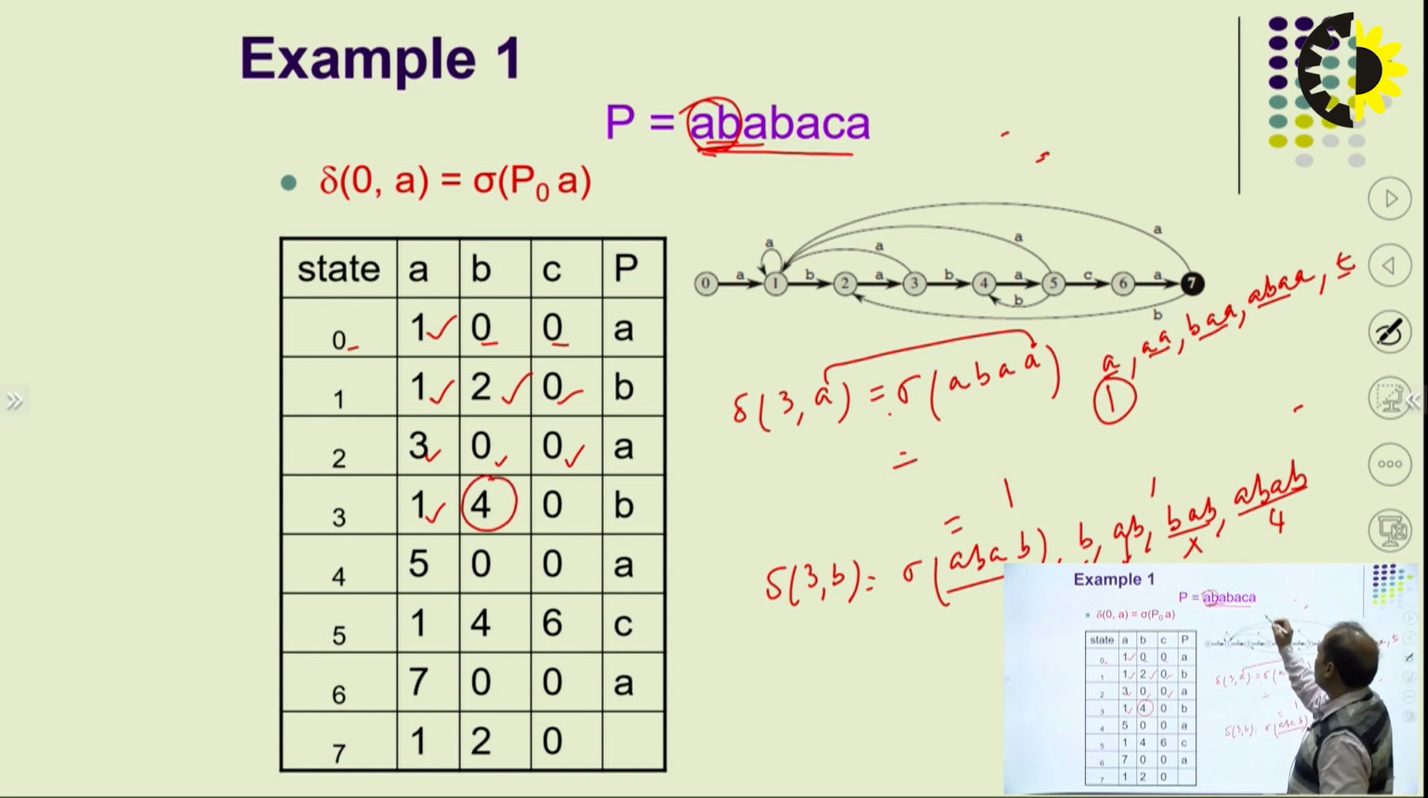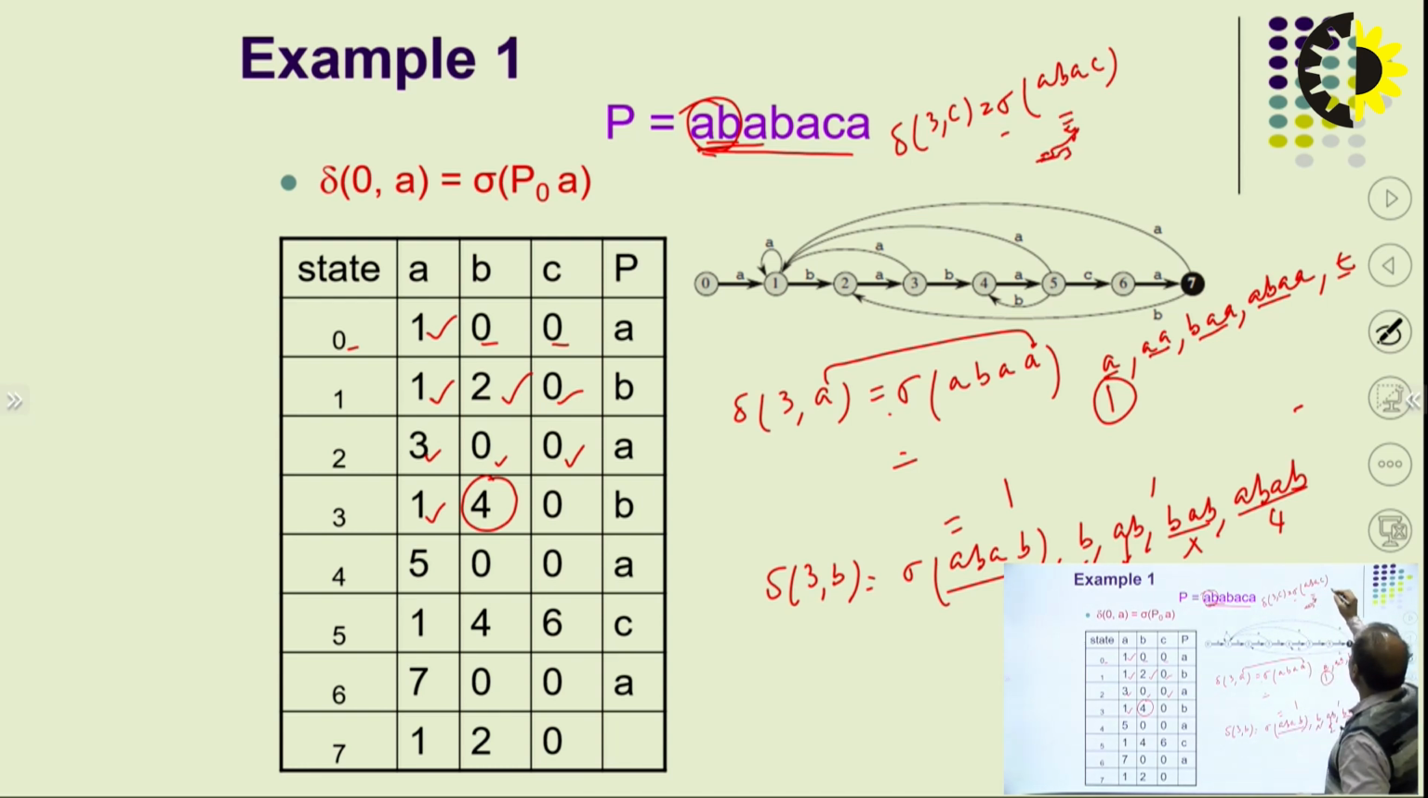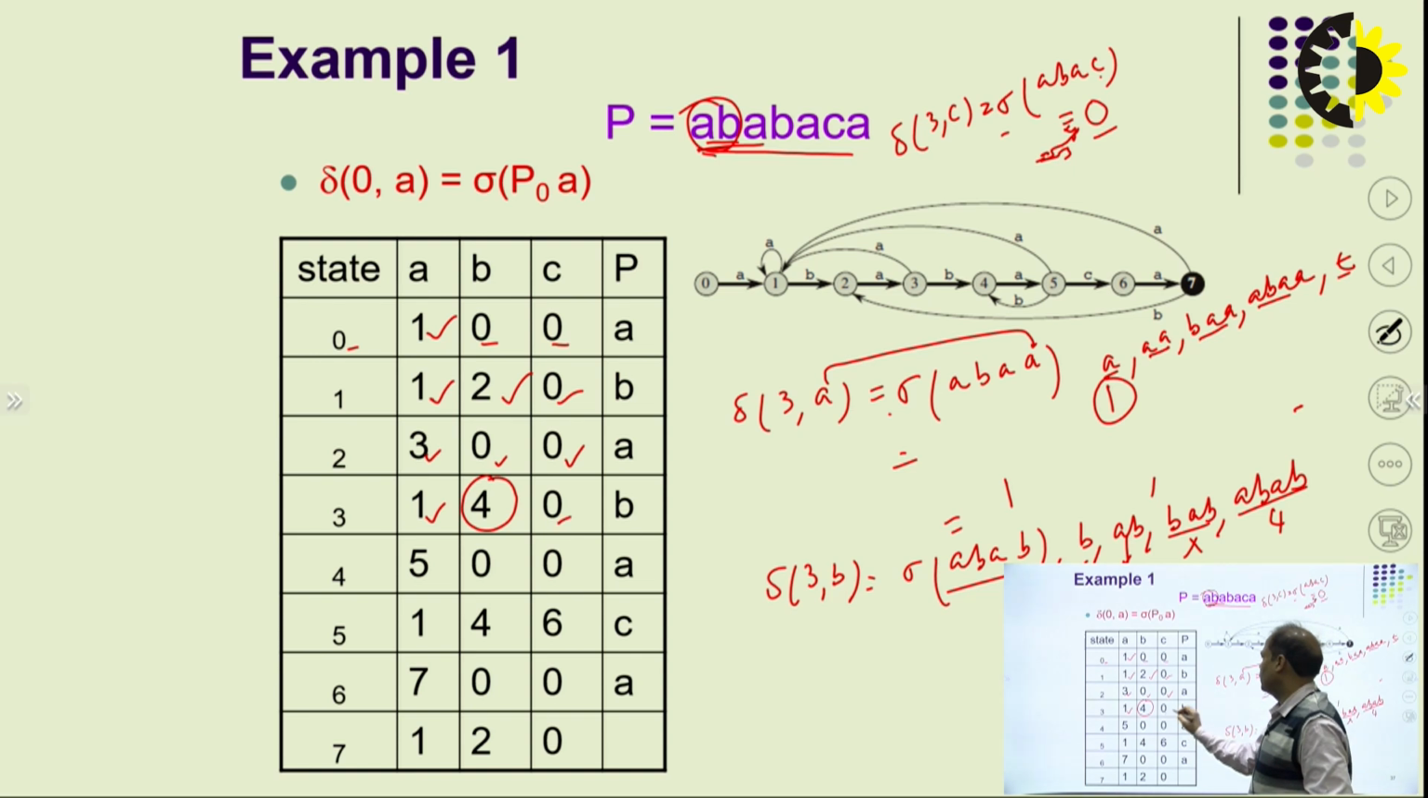Same as delta 3 comma C. Sigma P3C is A, B, A, and then C. We can see that C is not matching with the prefix, AC is also not there. So the only suffix which is matching is epsilon, whose length is 0.